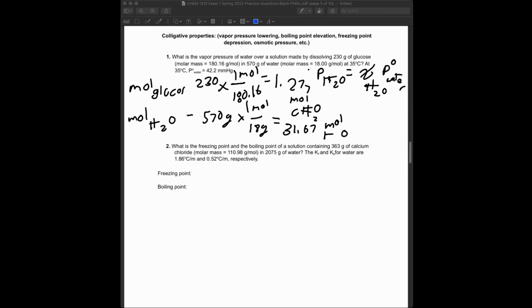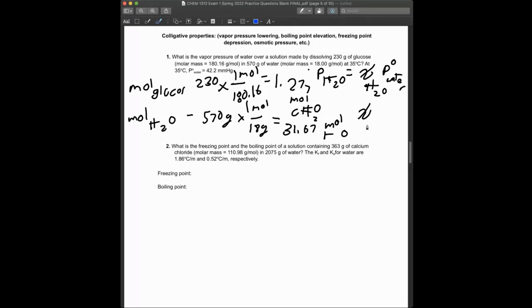Glucose is non-volatile, so we do not need to include it. Yes, I believe so. Okay, so let's get started with the other calculations.